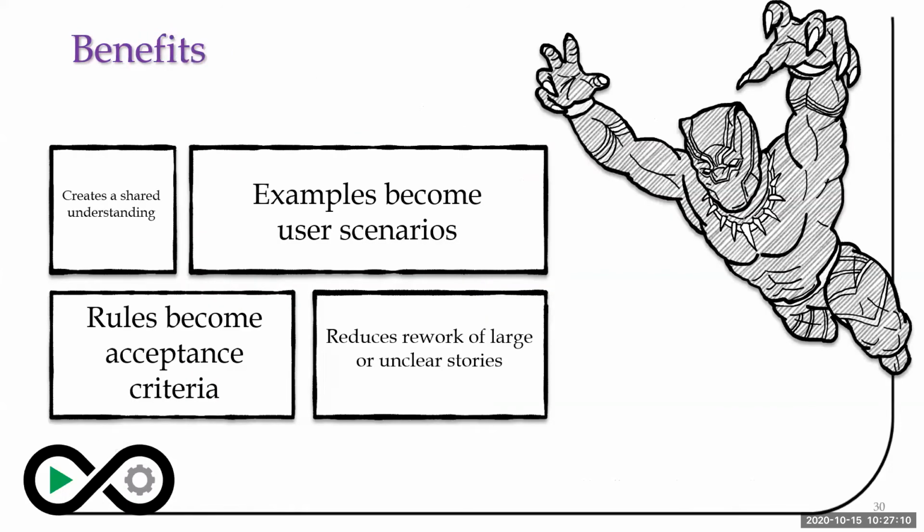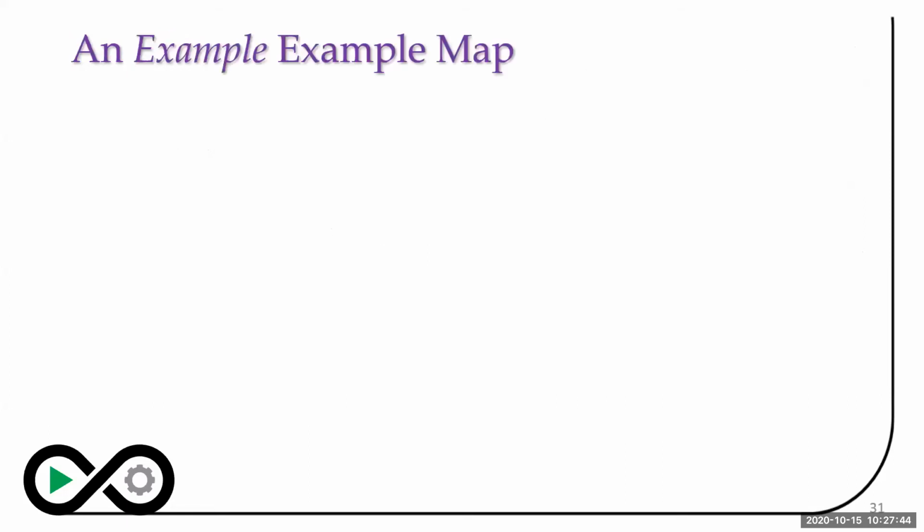So why actually conduct example mapping over, say, some of these other types of sessions? Well, the shared understanding is important. That's part of BDD. Your examples immediately become your user scenarios that should become automated tests. Those rules are things that your developers take, that's your business logic that you implement. Those are your acceptance criteria. And because you provide the team the avenue to break apart those large stories or stories that are unclear, you reduce the amount of rework the teams have to do. So all of these benefits are part of behavior-driven development.